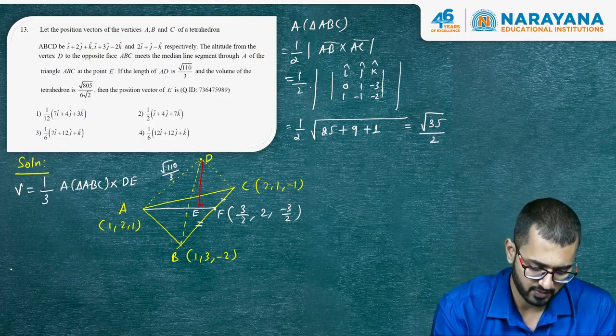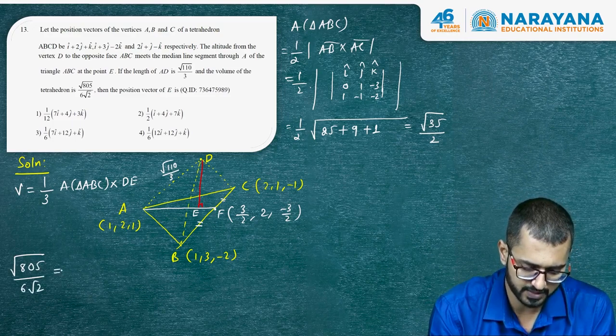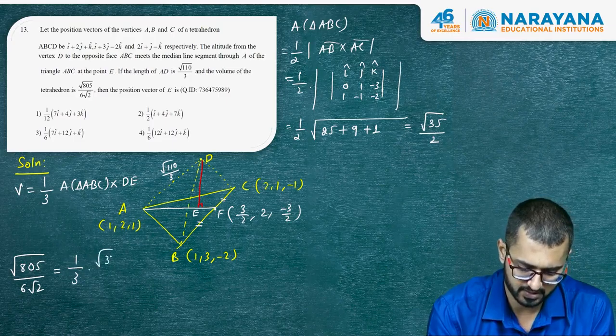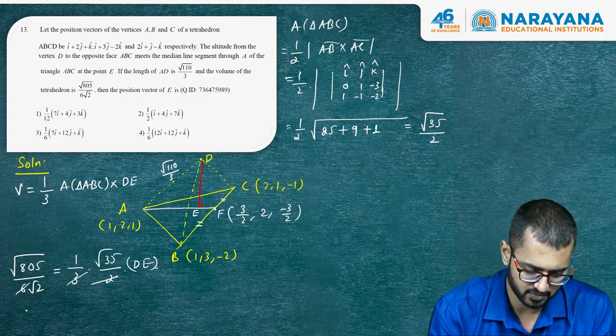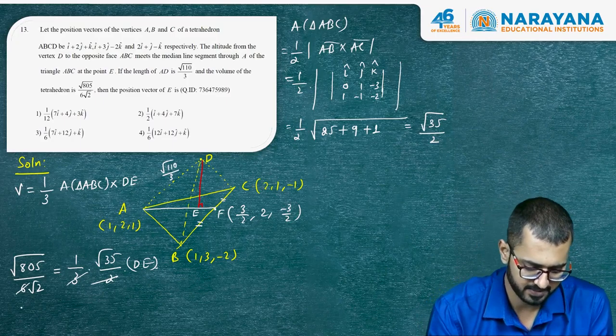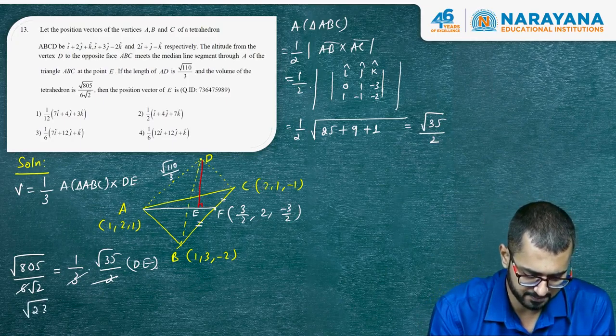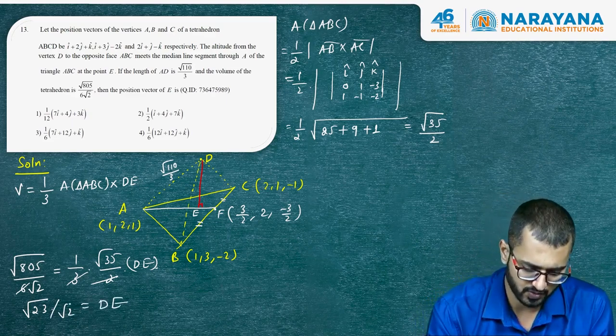So the volume they have given to be what? Square root of 805 over 6 root 2 is equal to 1/3 of the area, which is root 35 by 2, into the height, which is my DE. So we'll cancel 6 from here, and 35 will be cancelled because both are divisible. So root 23 over root 2 will be equal to DE. So we found DE is equal to root of 23 over square root of 2.